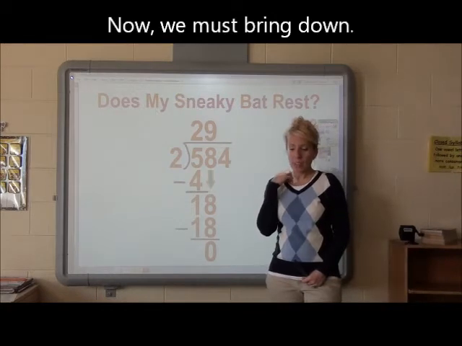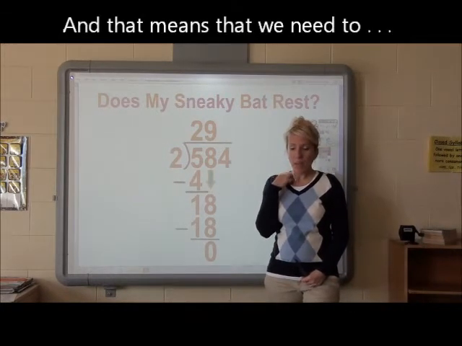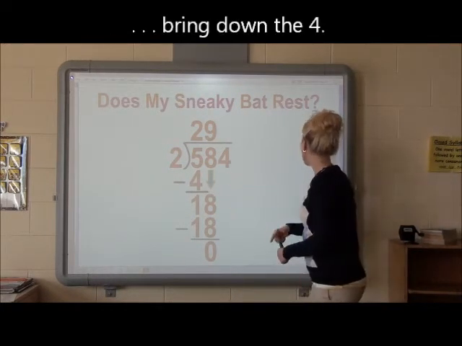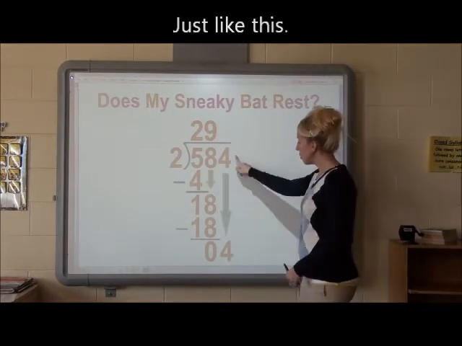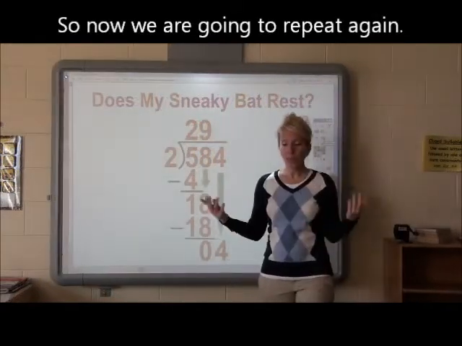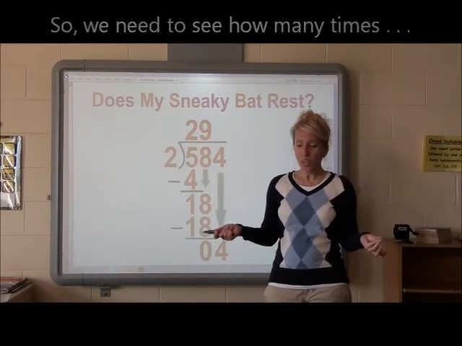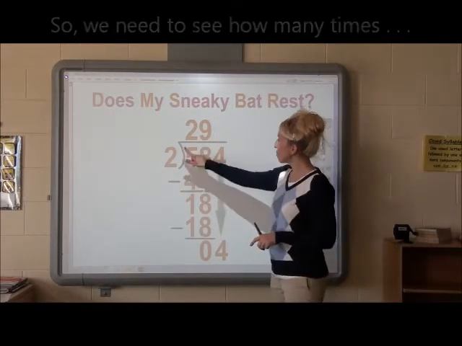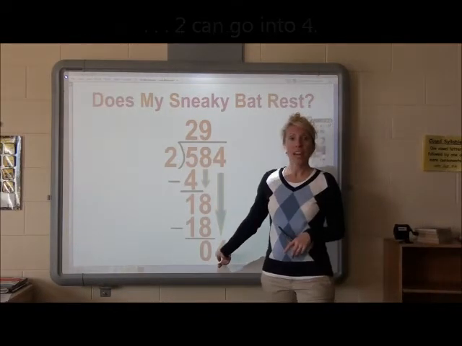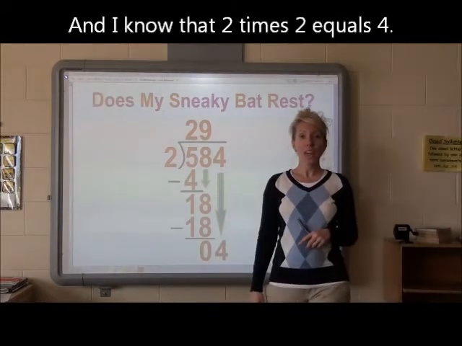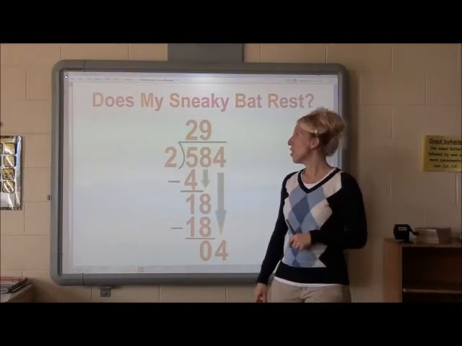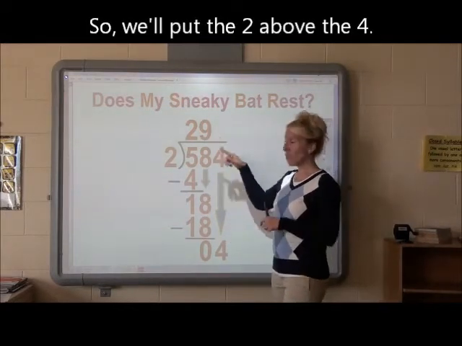Now we must bring down. And that means that we need to bring down the 4. Just like this. Now we're going to repeat again, which means that we will need to divide. So we need to see how many times 2 can go into 4. And I know that 2 times 2 equals 4. So we'll put the 2 above the 4.